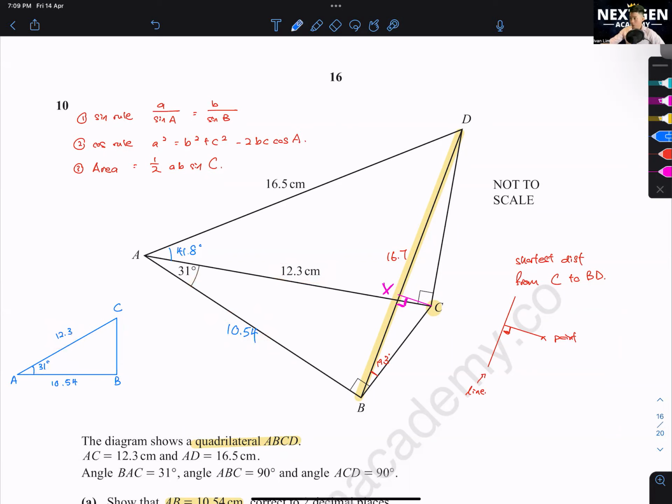So over here, I am going to use sine 31 degrees equals to BC over 12.3. BC will be equals to 12.3 sine 31 degrees, which is equals to 6.335. BC equals to 6.335.